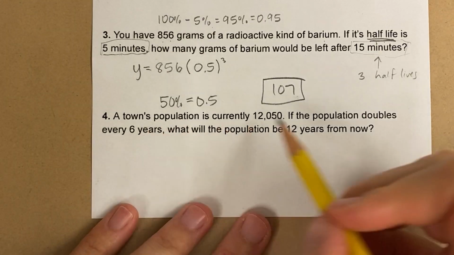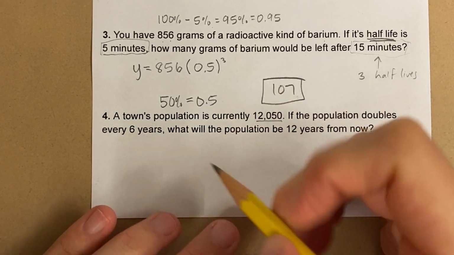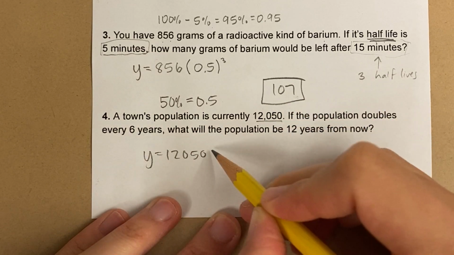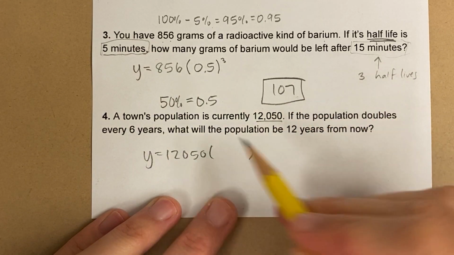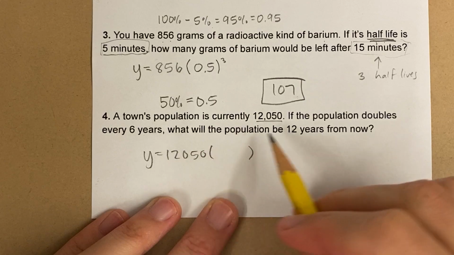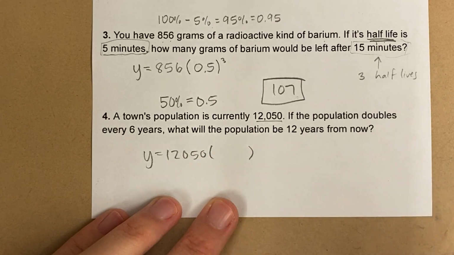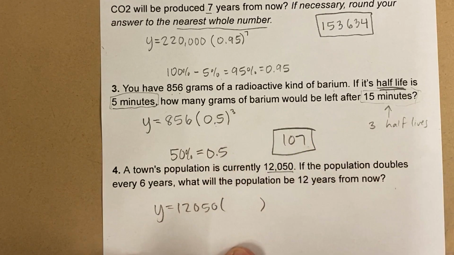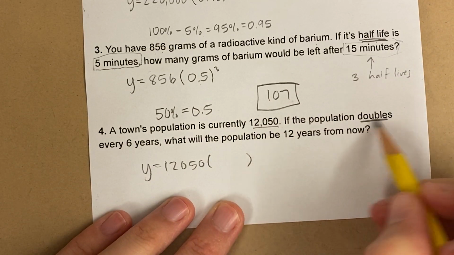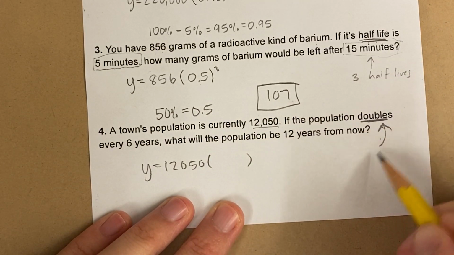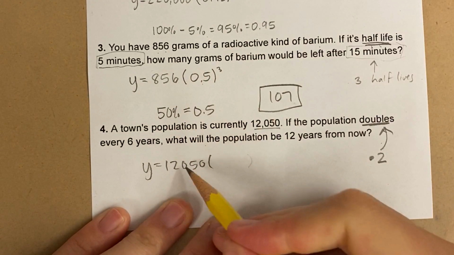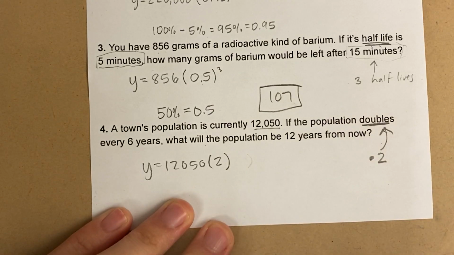Okay, a town's population is currently 12,050. I'm right away like, okay, cool. Let me just write this down, right? If the population doubles every 6 years, what will the population be 12 years from now? Okay, doubles. What am I multiplying by? So like here, remember I was multiplying by half, which actually ended up dividing it in half. If I'm doubling, that means multiplying by 2. So I want to take this number and multiply it by 2.